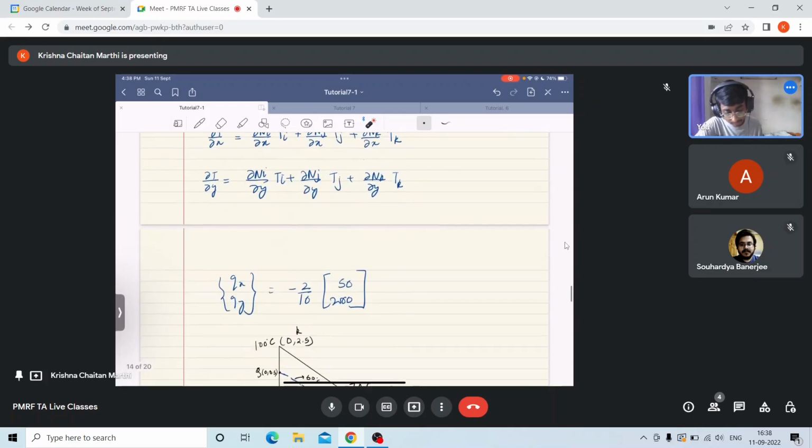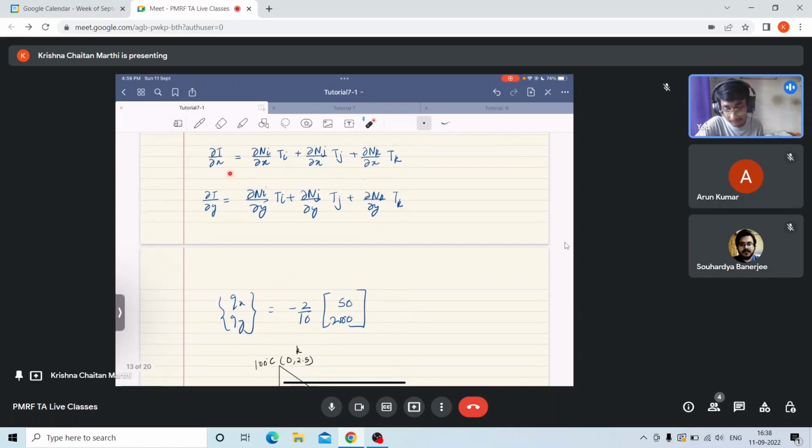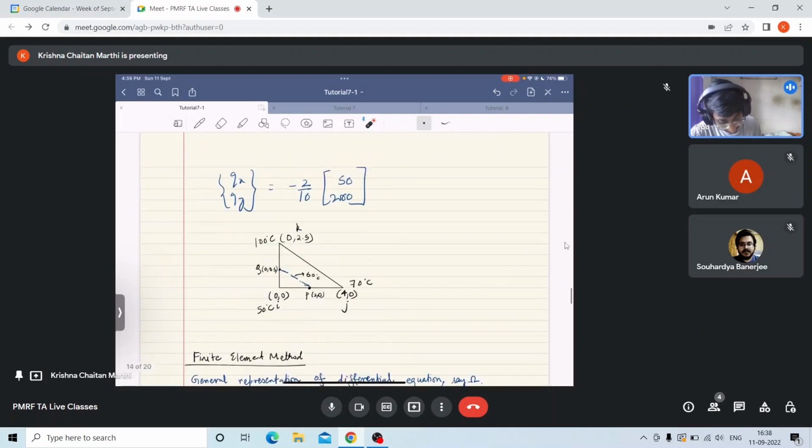Also Q is minus k del T by del X and minus k del T by del Y. So you substitute that, and you will get the values of Qx and Qy as minus 2 by 10, 50 by 200. So this was my element given in the problem, with nodes at 0 0, 4 comma 0 and 0 comma 2.5. I know the values of temperature 50, 70 and 100.